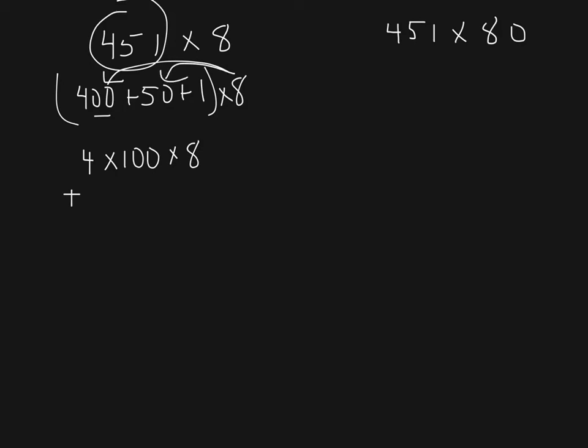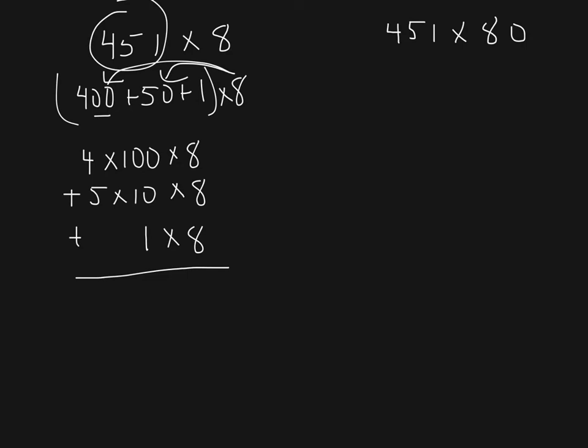I'm going to take 8 times 50, which is 5 times 10, and I'll multiply that times 8. And then last of all, I'll just take this 1 times 8, and I don't really need to multiply 1 times 1. I know it's in the ones place, so it's just a 1.